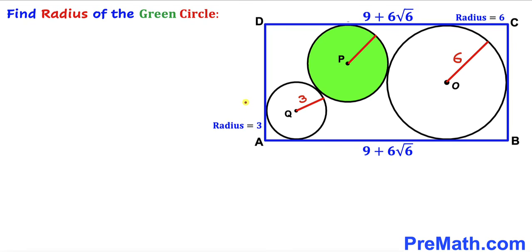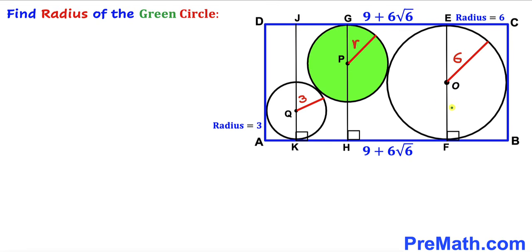Please keep in mind that this figure may not be 100% true to scale. Let's go ahead and get started, and here's our very first step. Let's assume the radius of this green shaded circle is lowercase r, and now we are going to find the value of lowercase r. In this next step, I have dropped these perpendiculars EF, GH, and JK that pass through these centers O, P, and Q respectively.